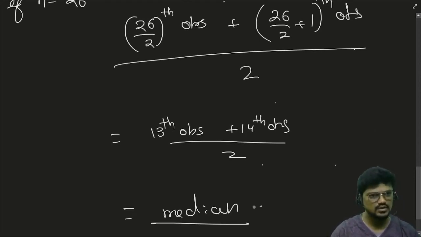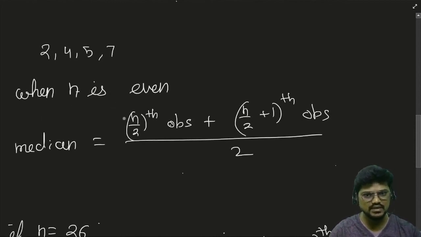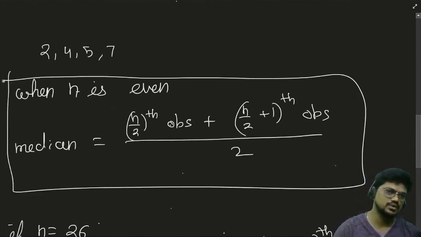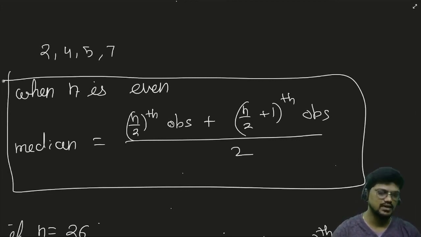Understood? When n is even, what will you take to find the median? You can write this down in your notebook. To find the median when n is even, it will be the n by 2th observation plus the n by 2 plus 1th observation, divided by 2. Please write it in your notebook. Done?